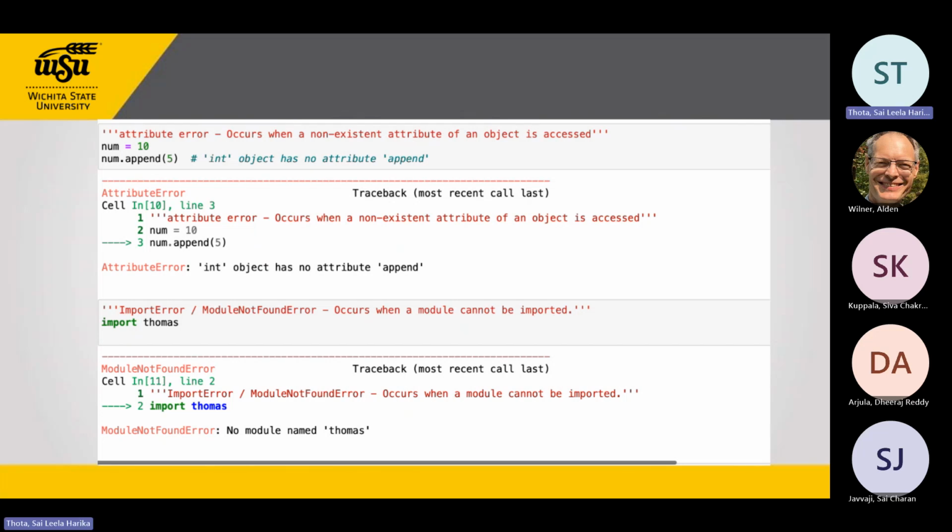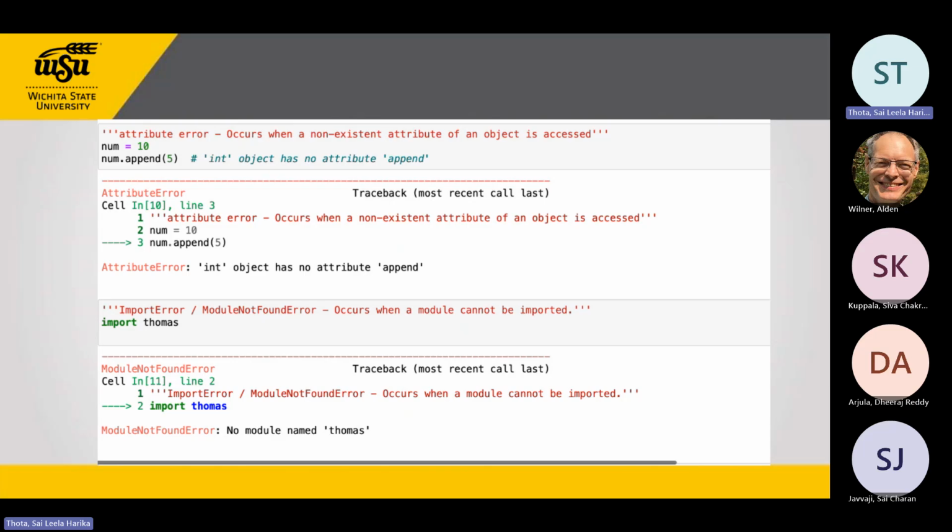Attribute error. So attribute error is basically when a non-existent attribute of an object is accessed. I will explain in simple terms. I consider num equal to 5 and I try to append. Anyone know the full form of append? What does it mean? Append basically refers to add at the end. In short, it is append. We are trying to add 5 and clearly it says int object has no attribute append. That is the reason we are going to get the attribute error.